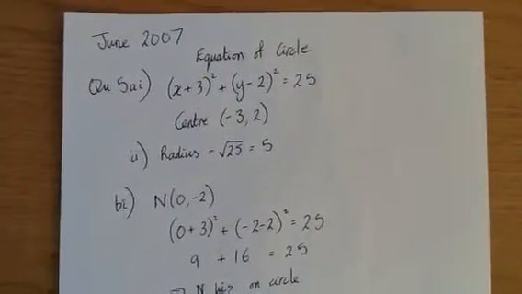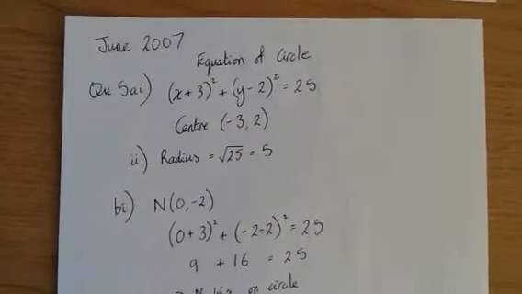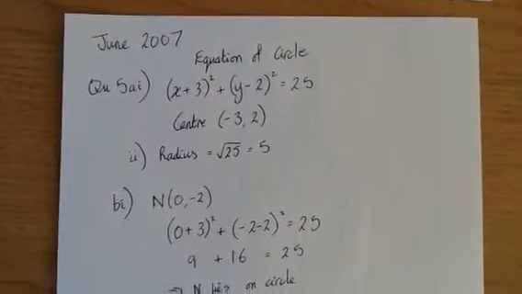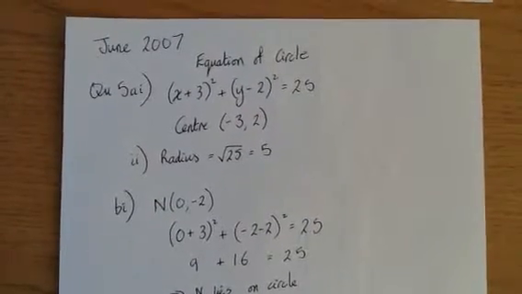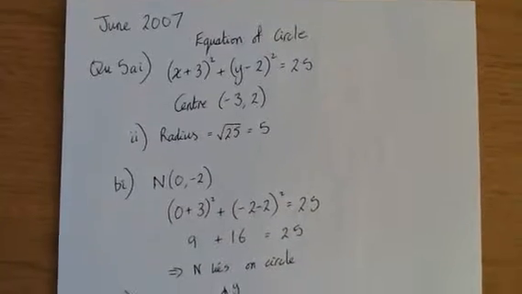Okay, fairly straightforward, the first one. Obviously the centre's at (-3, 2) from the equation. The radius is the square root of 25, which equals 5. Some candidates get confused here and write 25, so be careful.